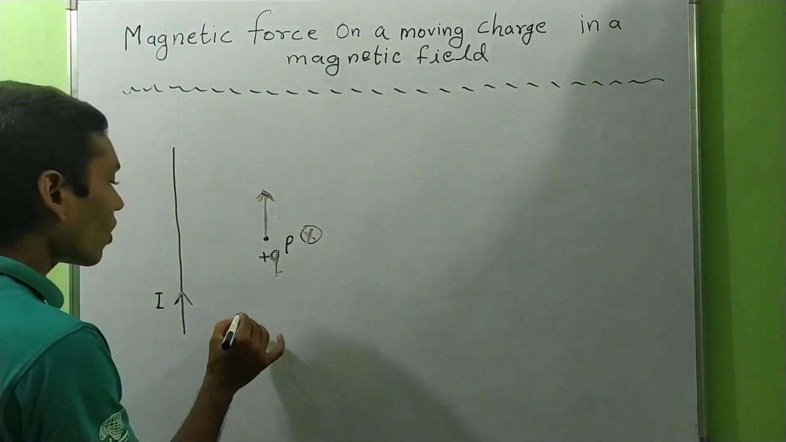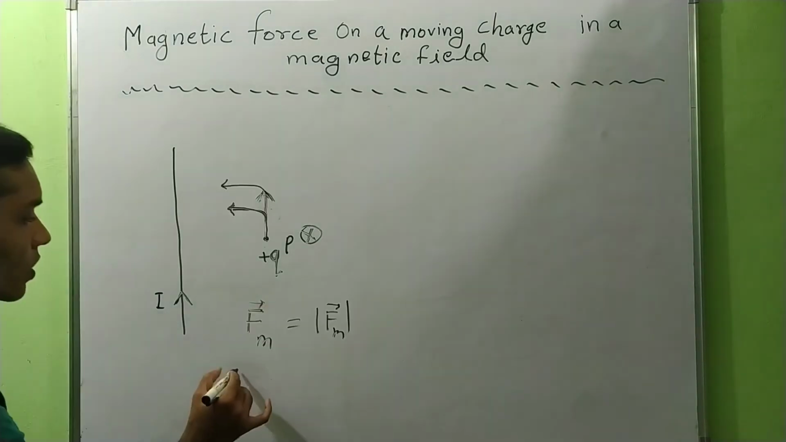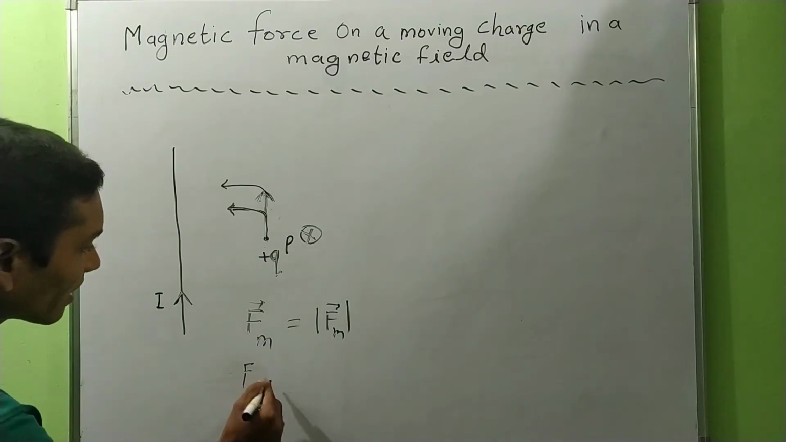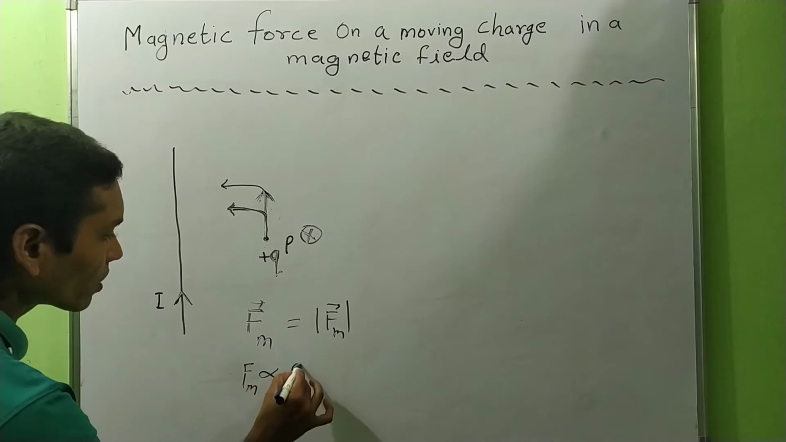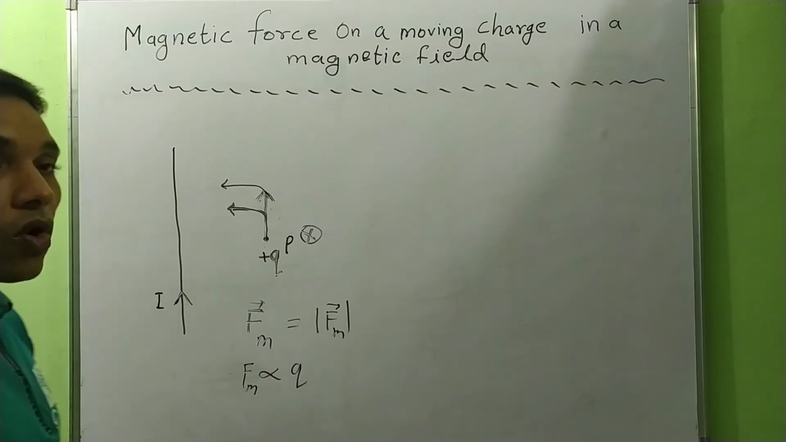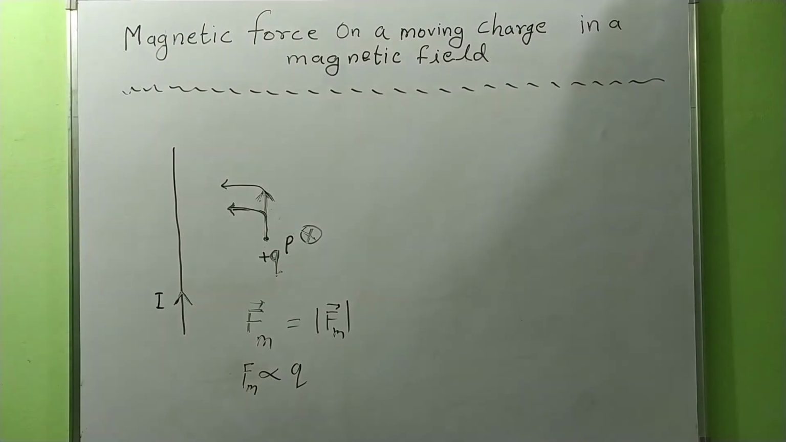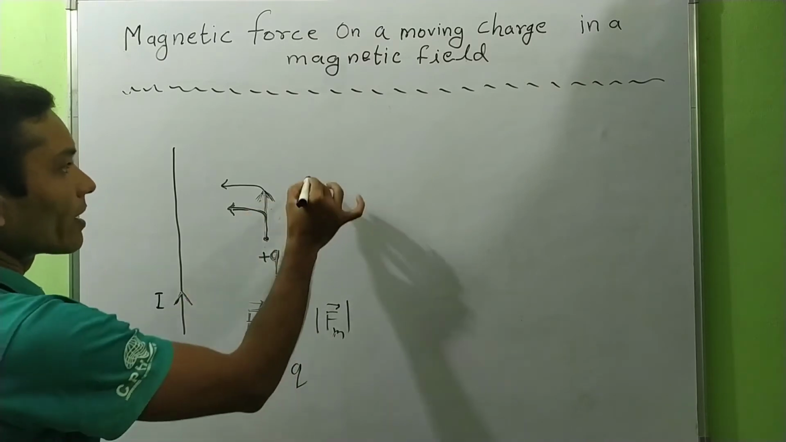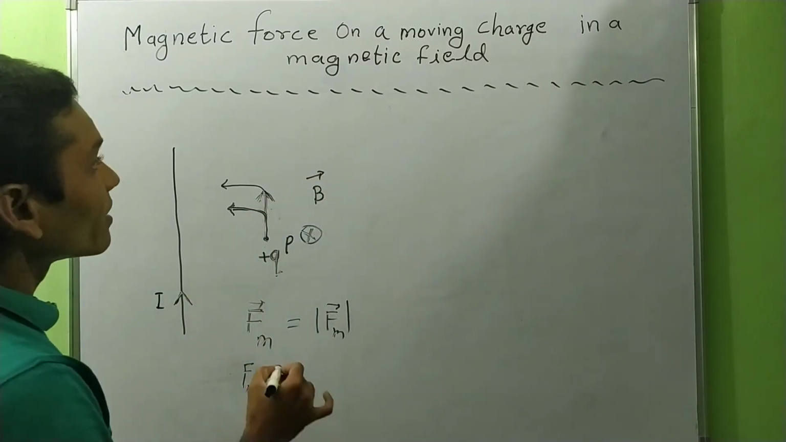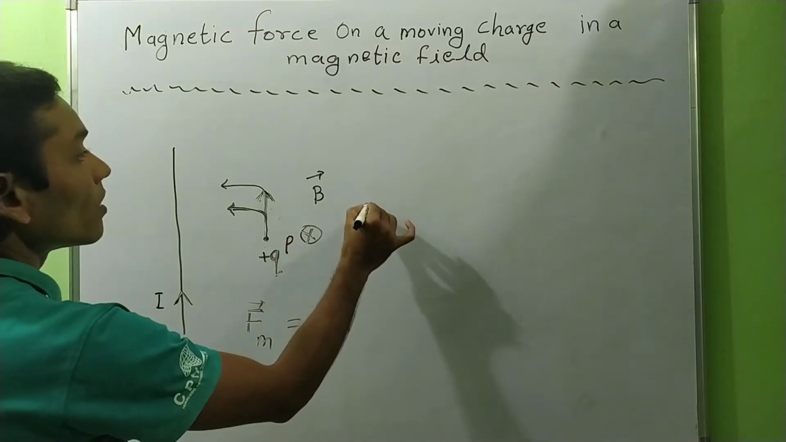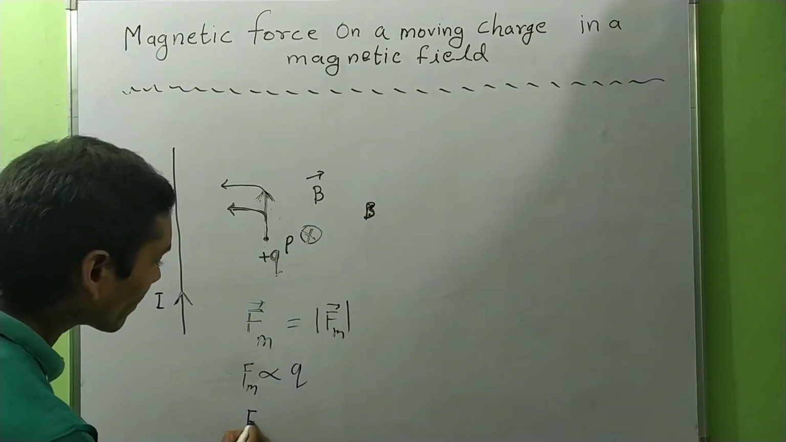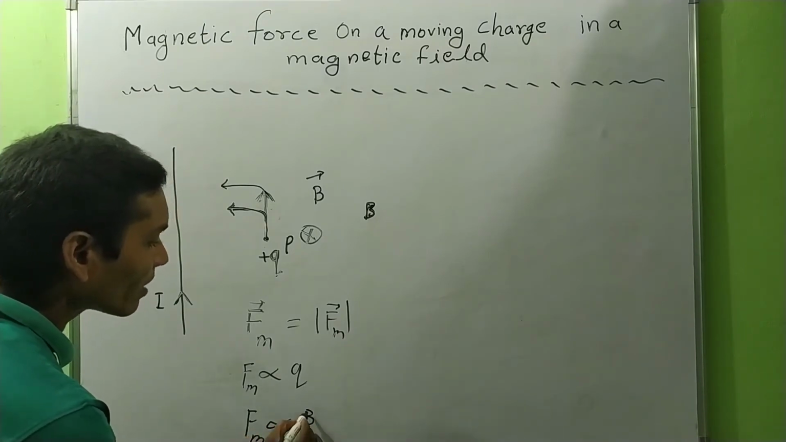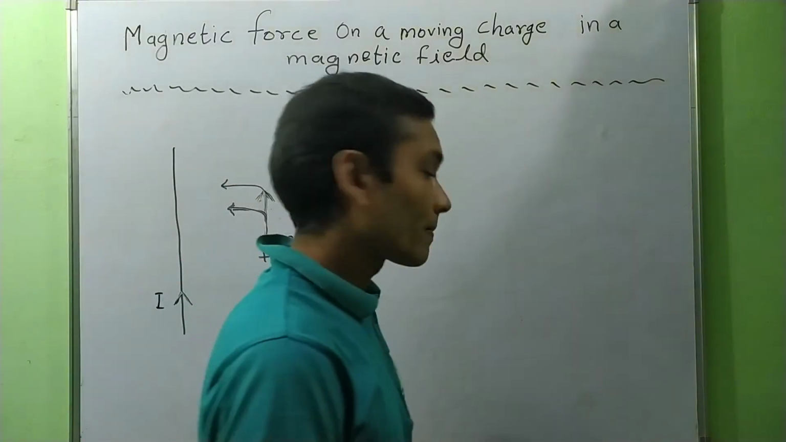The magnitude of the magnetic Lorentz force, or magnetic force on the moving charge particle, is directly proportional to the magnitude of the charge of the charge particle. Now if the magnetic field is denoted by vector B, then the magnitude of the magnetic field will be B. The magnetic force on the moving charge particle is directly proportional to the magnitude of the magnetic field.